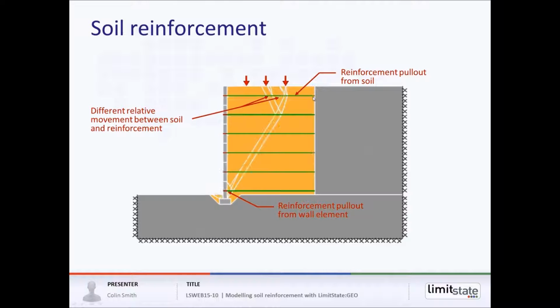So, for example, at the top right here, you can see the green reinforcement is actually pulling out of the soil in this animation. So there's pullout going on at that point. To the top left, we've got various wedges, so there's different relative movement between the soil and the reinforcement, but the software can handle that in a fully general way. And down here at the bottom, we can see that the reinforcement which has been embedded in the wall element is pulling out in this case. So all types of failure modes can be modeled, classical pullout, and also more complex interaction.